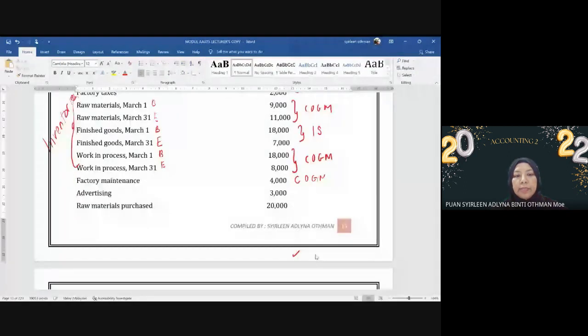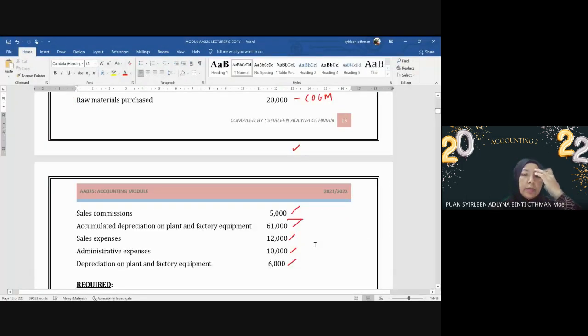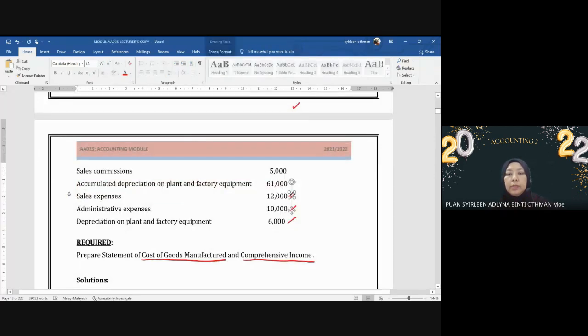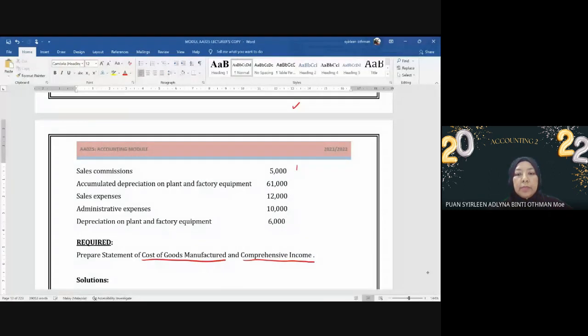Okay, advertising and raw material. Advertising is income statement, itu expenses ya, for sales. Raw material purchase, yang ni ialah COGM. Okay, alright, next you have your sales commission. Okay, sales commission ialah sales expense that will be in your income statement.